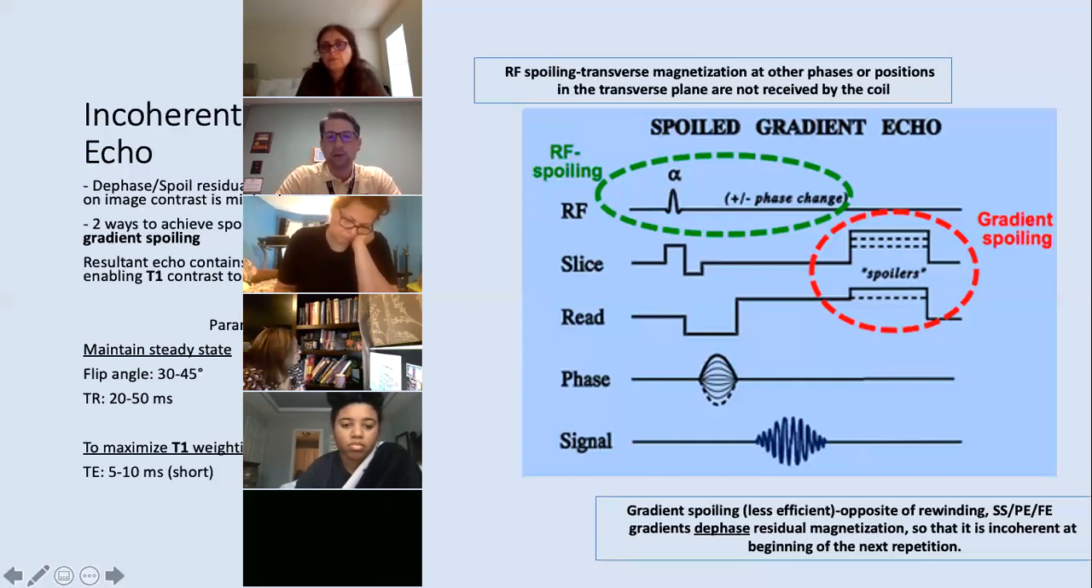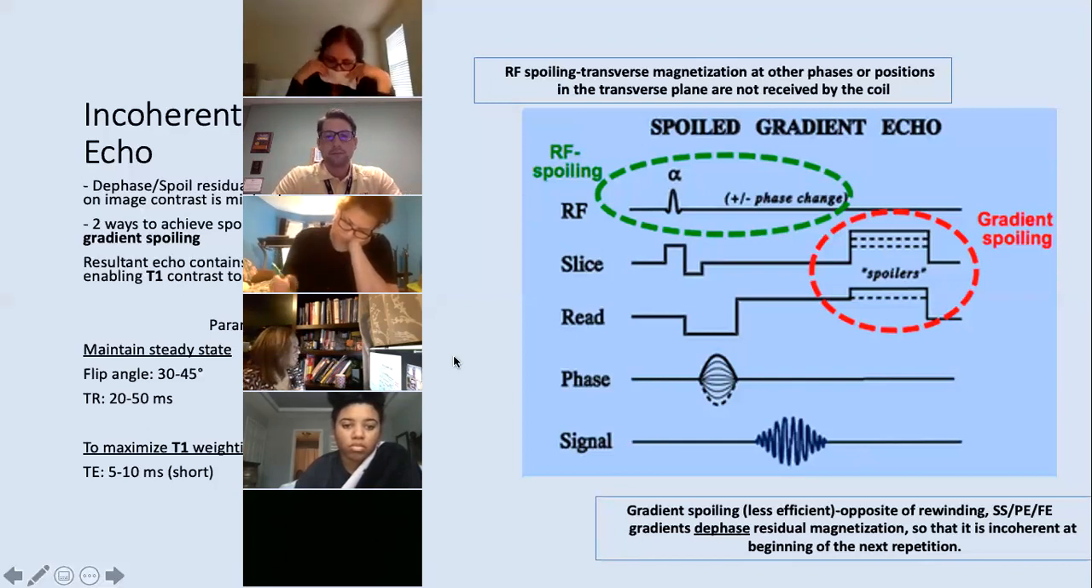And that is more common to spoil the residual magnetization than our gradient spoil. So just know this is more common, and we're changing the phase angle of when we excite the tissue. So we're just kind of going around our clock, each TR.